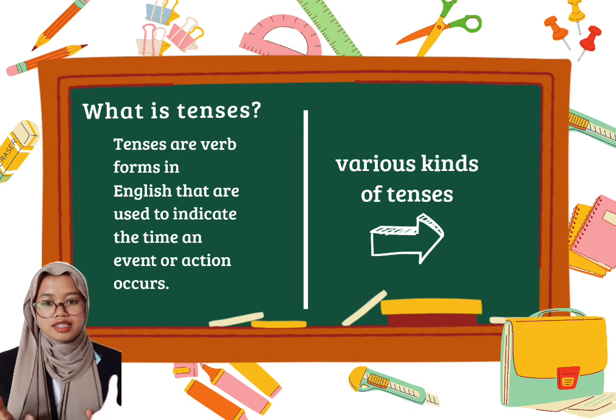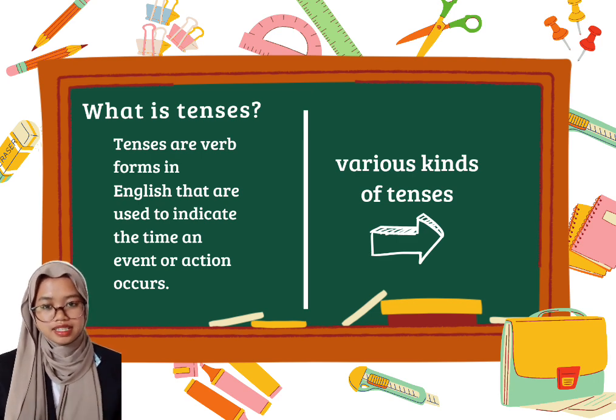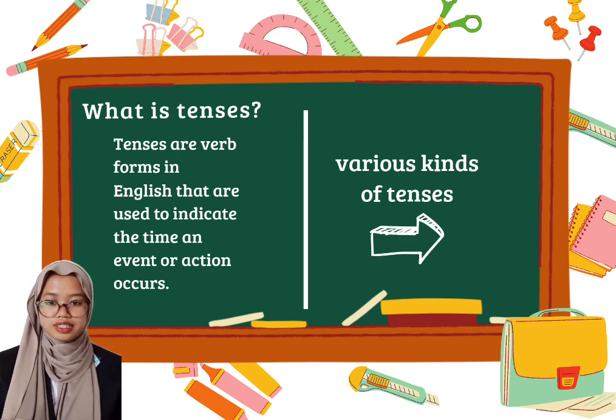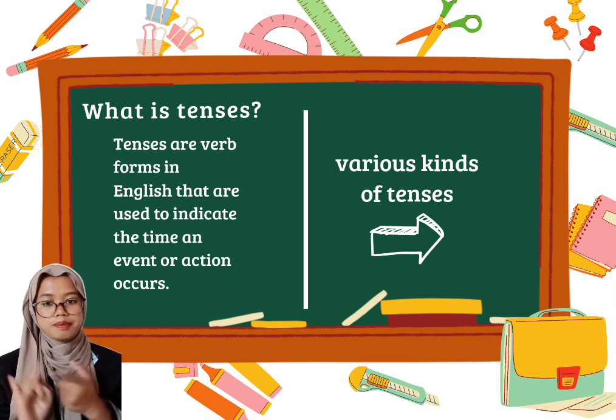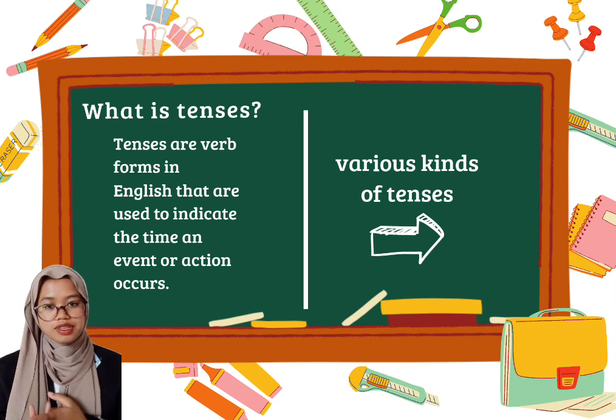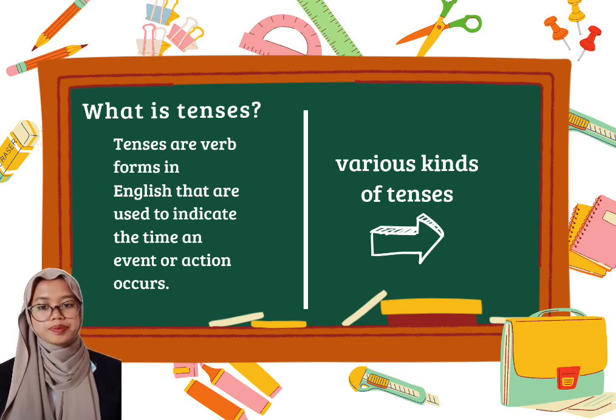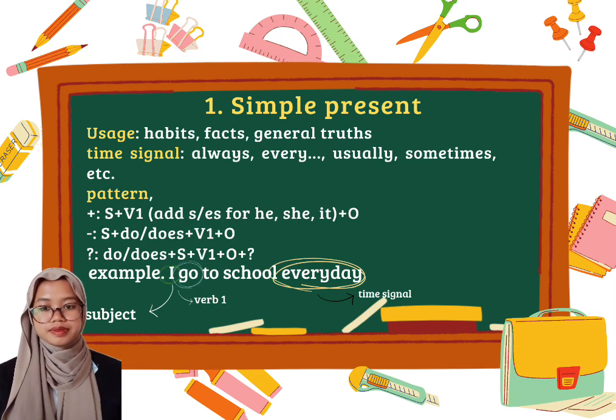There are 16 tenses in English. Their categories based on time are present, past, and future, and the aspects are simple, continuous, perfect, and perfect continuous. Now I will break them down one by one.